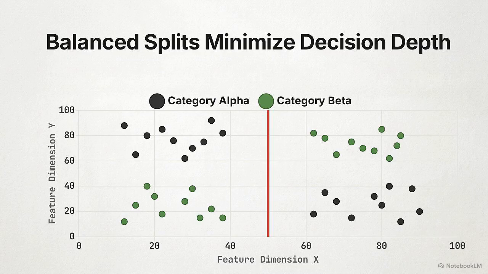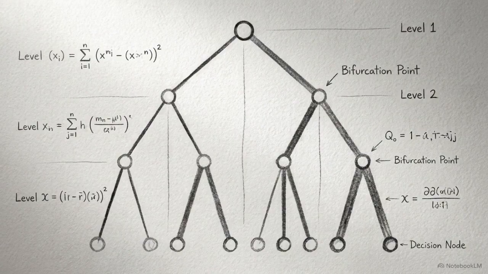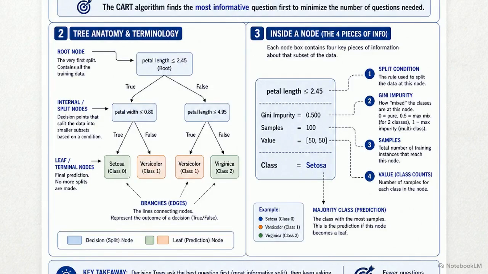By continually prioritizing balanced splits, it minimizes the total number of questions needed to reach an answer. Decision trees automate this process of elimination, using mathematical optimization to find the sequence of questions that yields the most information. Looking at this tree anatomy diagram, we can see the physical structure of that elimination process.